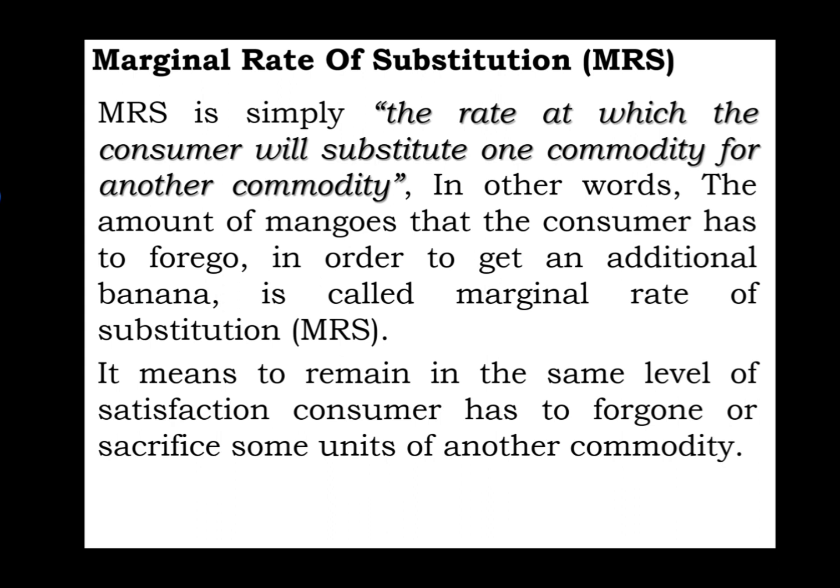In other words, the amount of mangoes that the consumer has to forgo in order to get an additional banana is called the marginal rate of substitution. To remain in the same level of satisfaction, the consumer has to forgo or sacrifice some units of another commodity, that is the marginal rate of substitution. I repeat, it is the rate at which the consumer sacrifices one commodity in order to have some more units of another commodity.